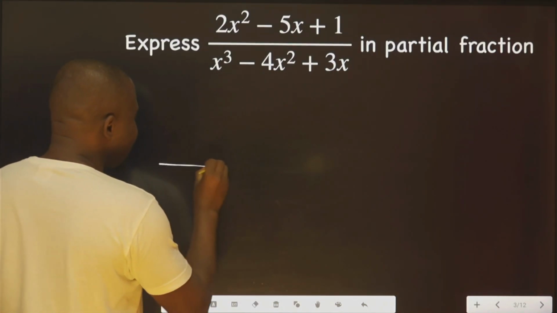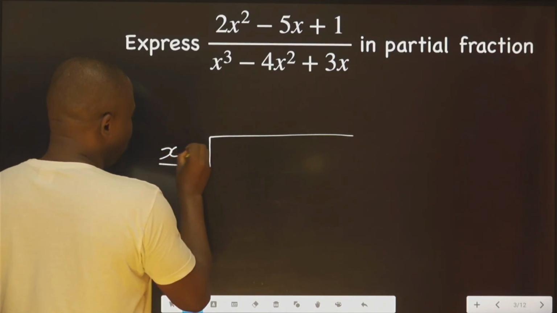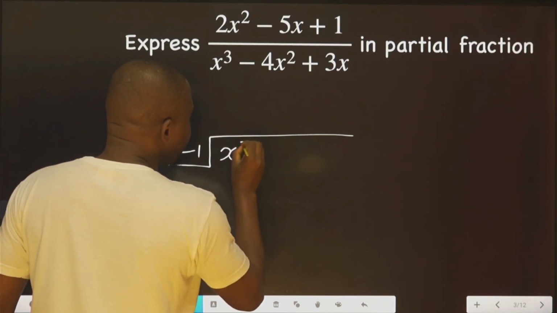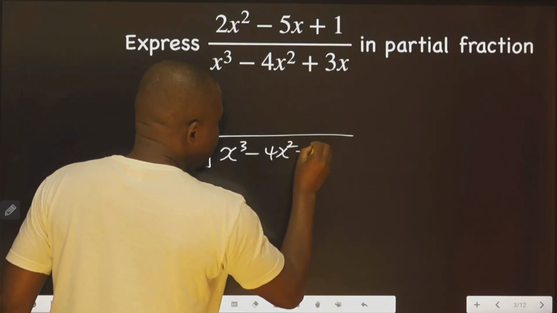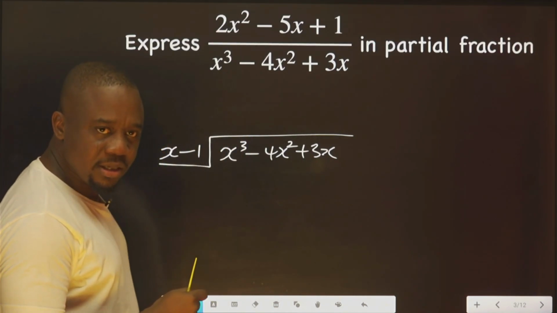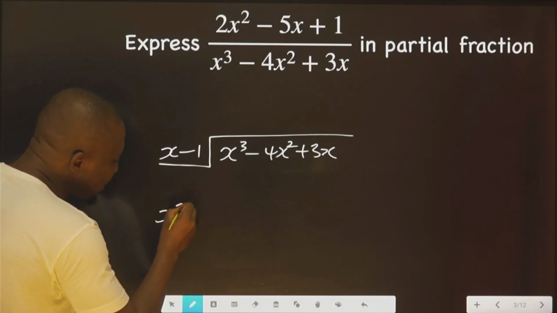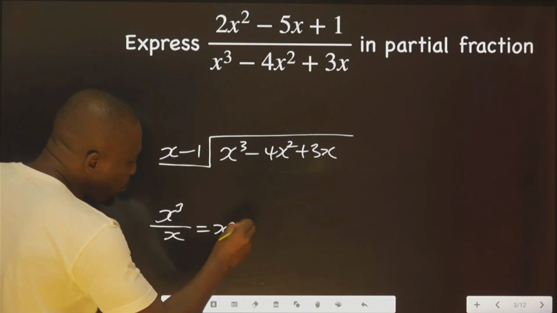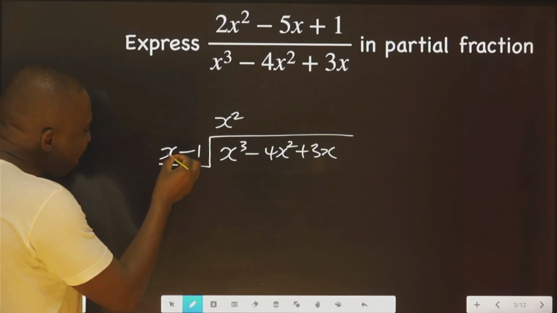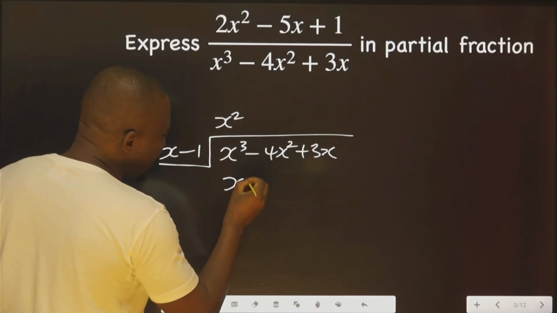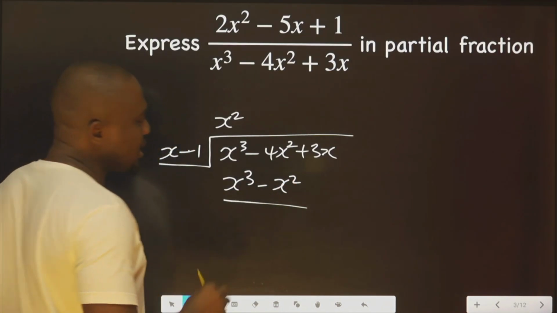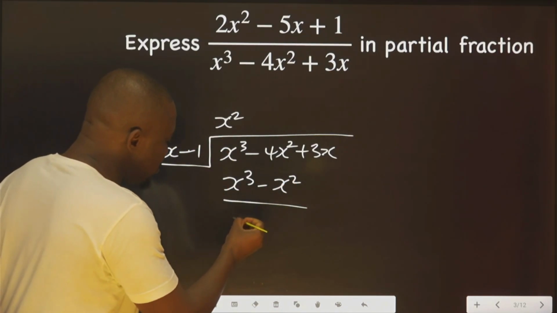That is, we do like this. s minus 1 is the factor we are sure of now. We put these other ones inside this. Then we say this first one divided by s. The first one, you agree with me? s raised to the power 3 divided by s is s raised to the power 2. So we put the s raised to the power 2 here. Then this multiplied by this will give us s raised to the power 3. This multiplied by this will give us minus s raised to the power 2. Then we subtract. This minus this is 0.